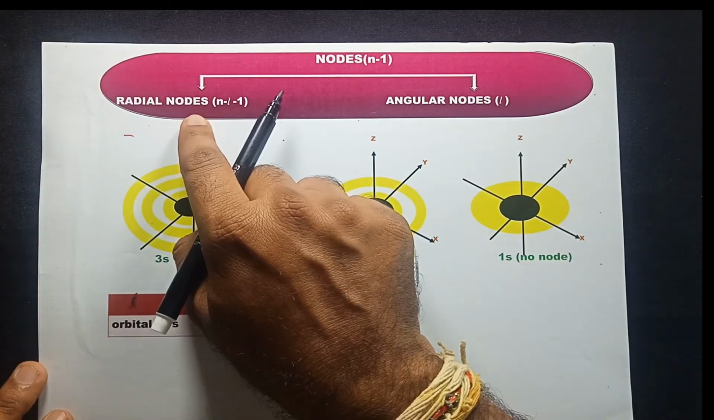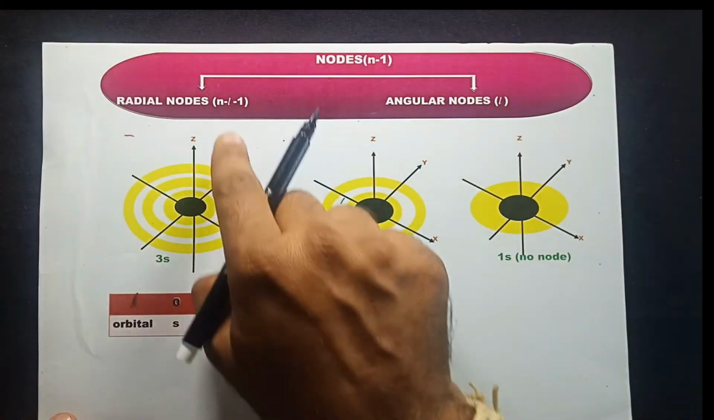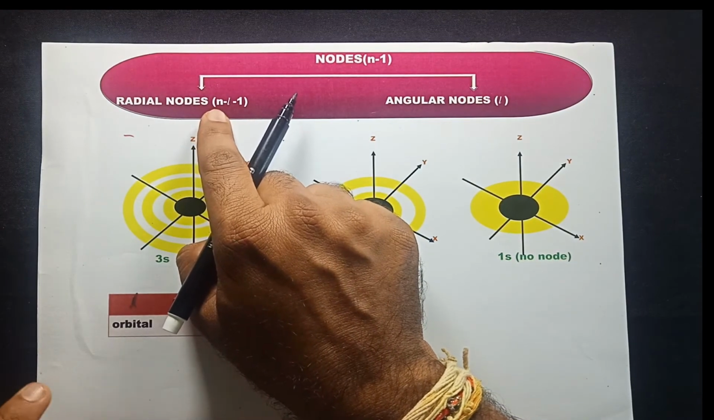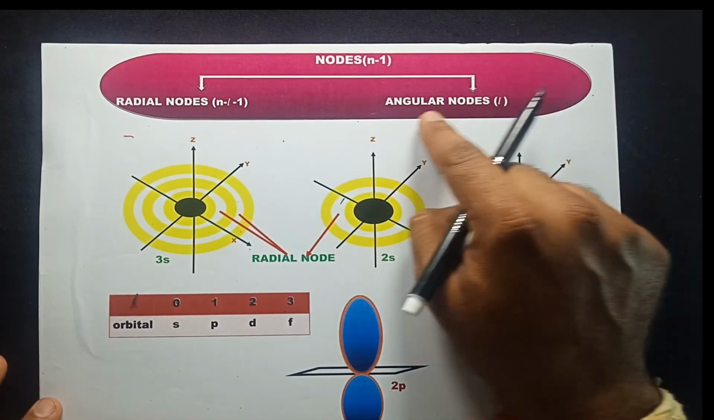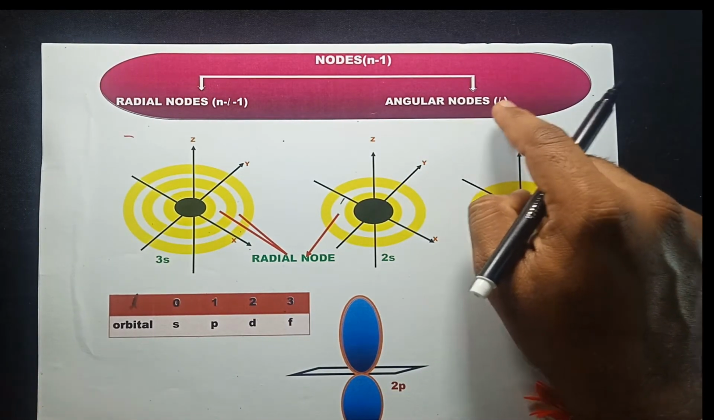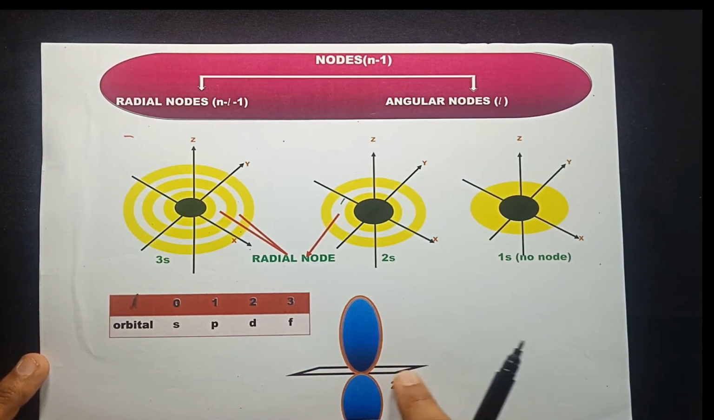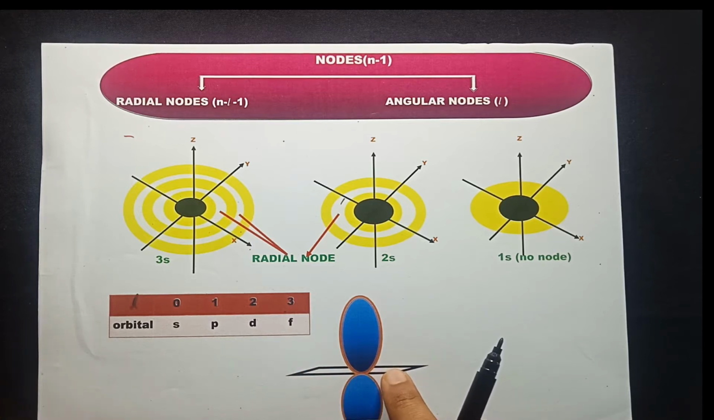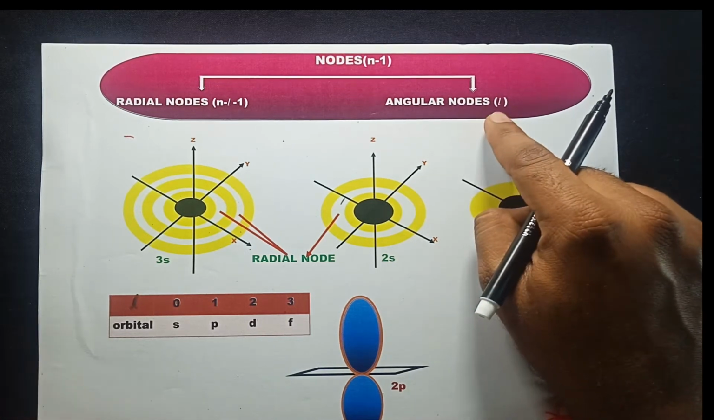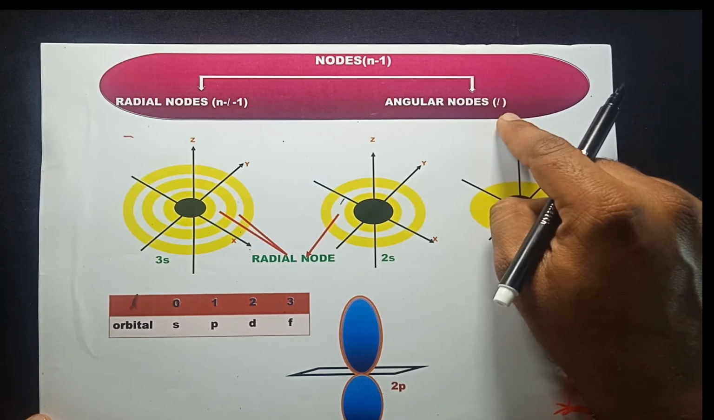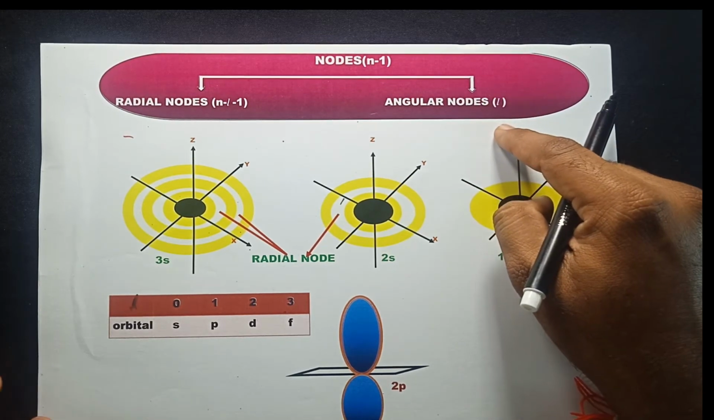The radial node can be calculated by using the formula n minus L minus 1. What is n here? Principal quantum number. L is the azimuthal quantum number. Next, moving on to the angular nodes. An angular node is nothing but a nodal plane. It is just a plane which cuts the lobe. So here we can't find the electron. It can be calculated using the formula L. If we know the value of L, the azimuthal quantum number, that is equal to the number of angular nodes.